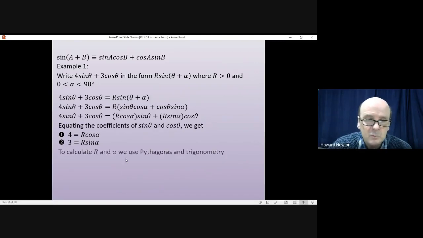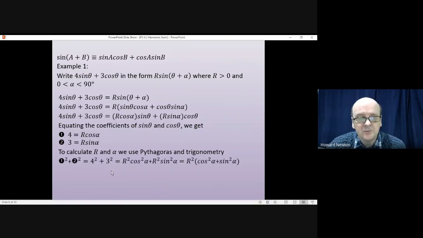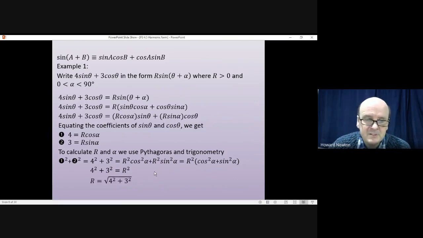To find r, we use Pythagoras, which means we square the two equations and add them together. On the left-hand side, that gives us 4 squared plus 3 squared. On the right-hand side, it gives us r squared cos squared alpha plus r squared sine squared alpha, which we factorize to get r squared into (cos squared alpha plus sine squared alpha). Cos squared plus sine squared is 1, so that means that 4 squared plus 3 squared is just equal to r squared. To find r, we square root the left-hand side, and the square root of 4 squared plus 3 squared is the square root of 25, which is 5.